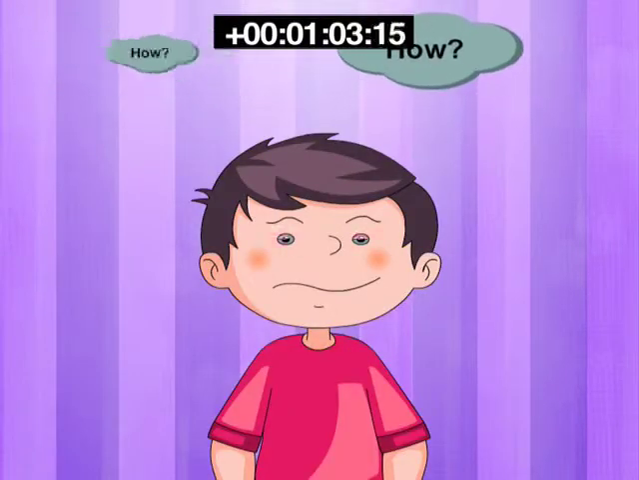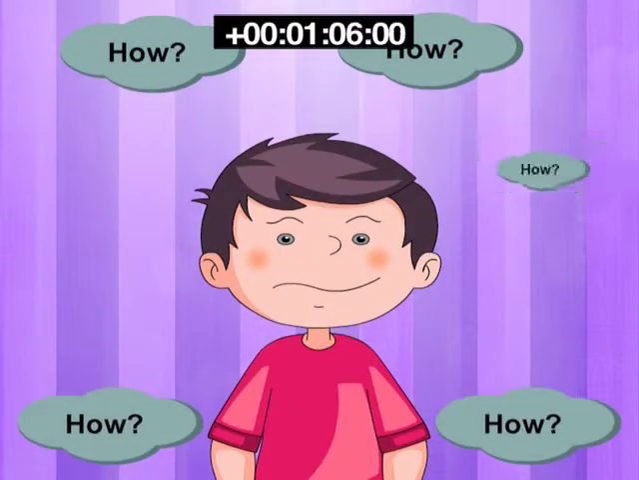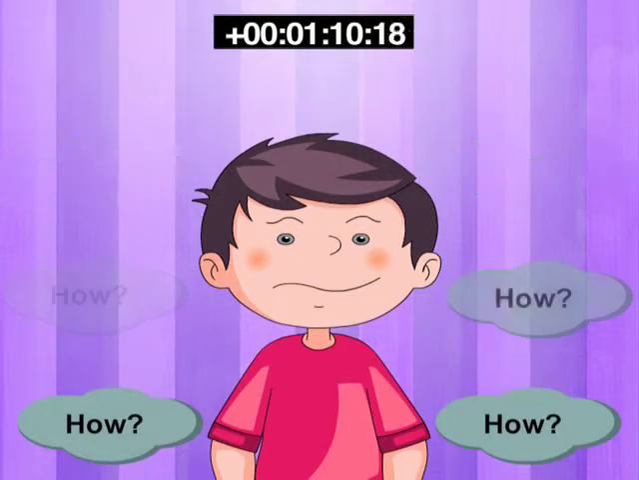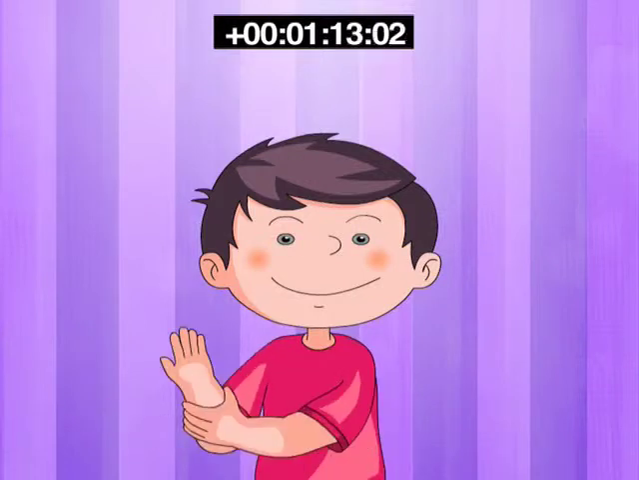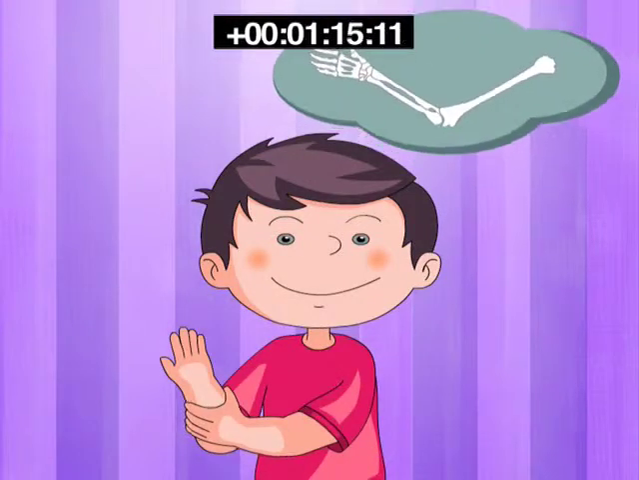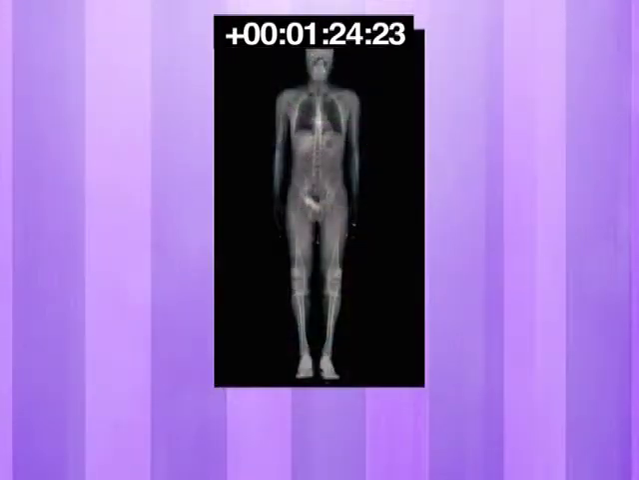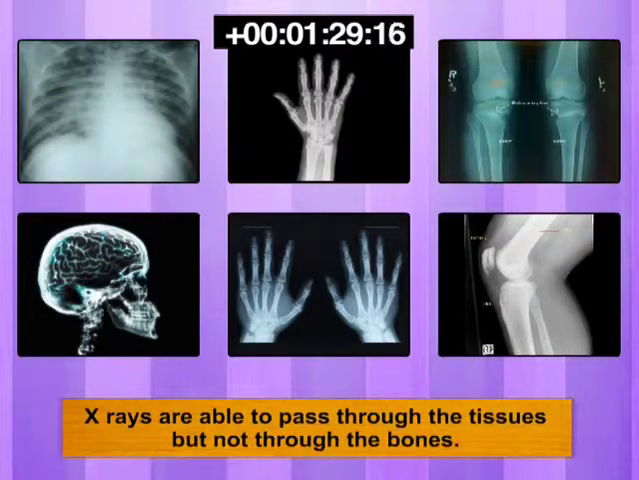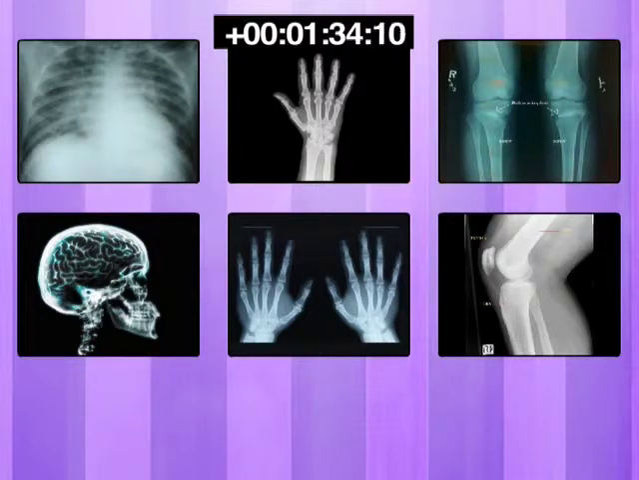How do we know what shape the human skeleton has? How do we know the shapes of the different bones in the body? Well, we can know the shape and number of bones in some parts of our body by feeling them. One better way in which we can know about the shape of the human skeleton is by looking at the X-ray images of the human body. X-rays are able to pass through the tissues but not through the bones. Today, X-rays are used in medicine to diagnose fractures.